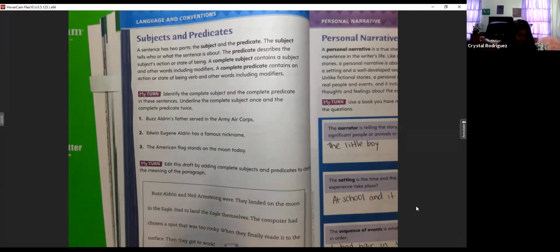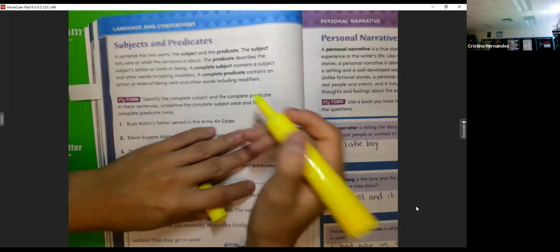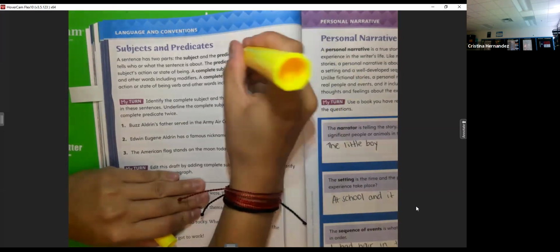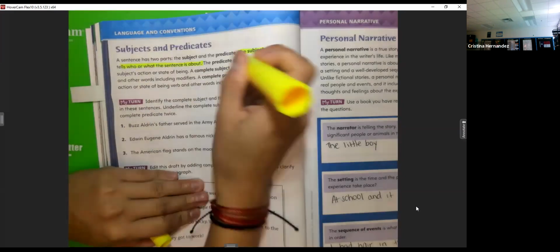Okay. Subjects and predicates. What we just went over and we watched the video. A sentence has two parts, a subject and a predicate. You cannot have a complete sentence without a subject and a predicate. The subject tells who or what the sentence is about. The predicate describes the subject's action or state of being. I'm going to highlight that. You can highlight everything you want to.